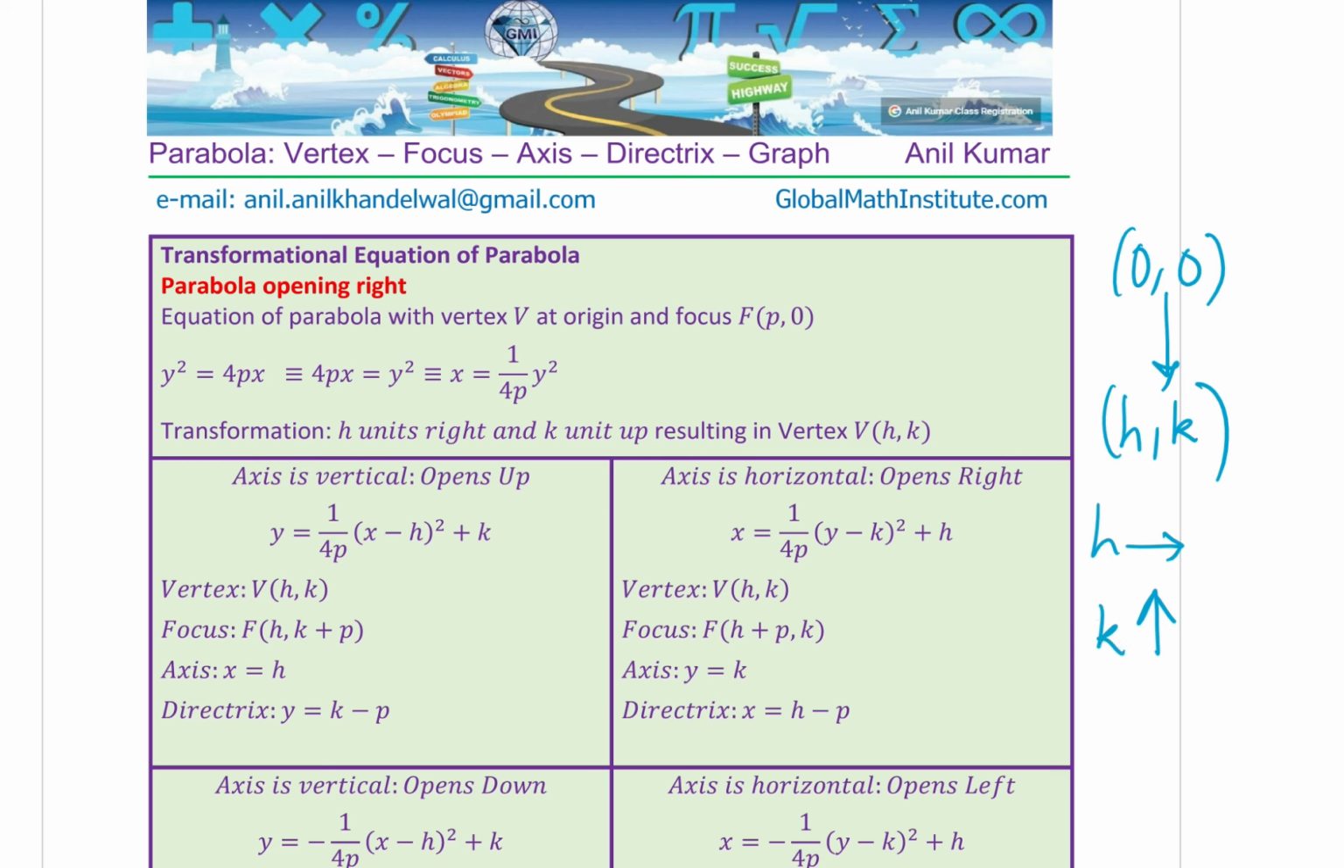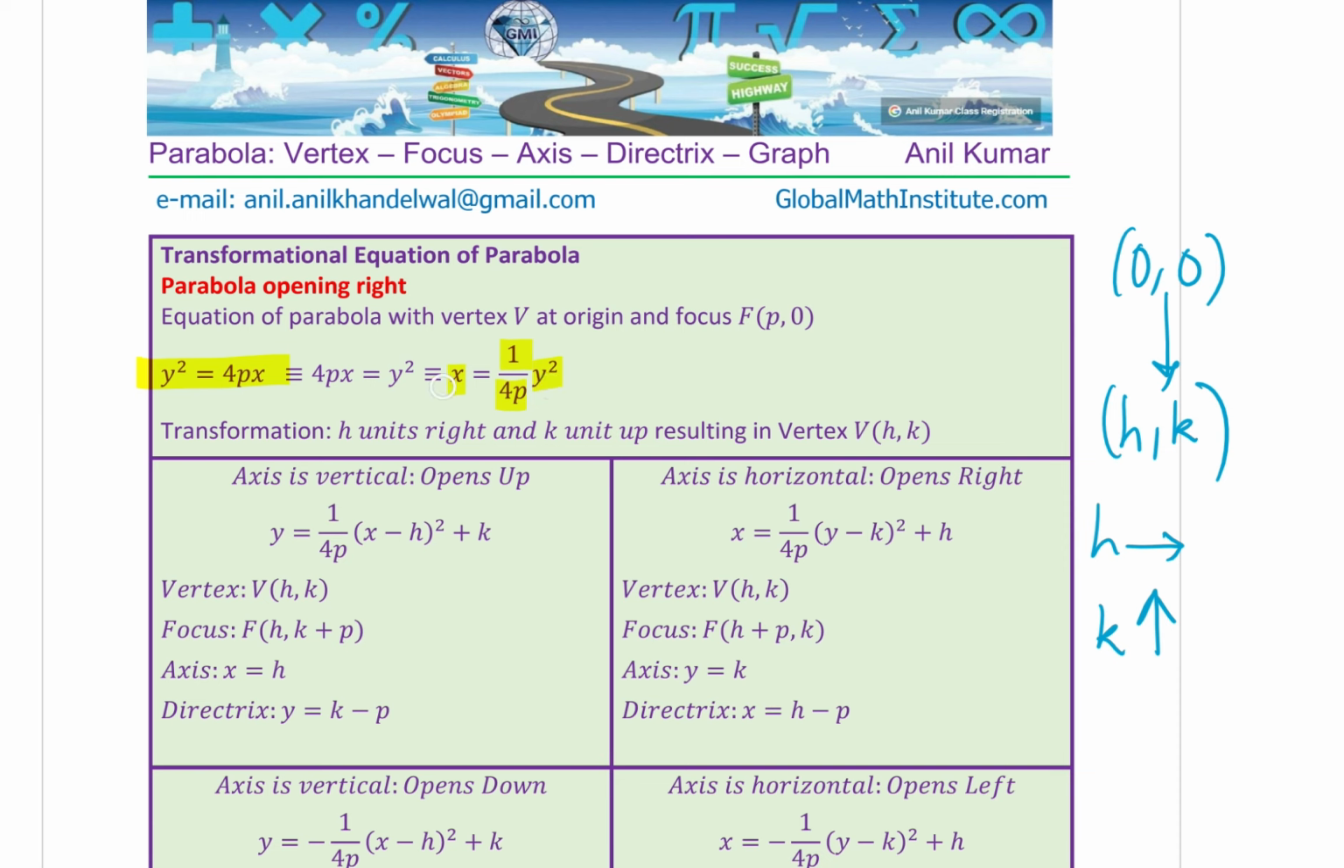Perfect. So we have the standard equation y squared equals 4px. Now, this y squared equals 4px can also be written as x equals 1 over 4p y squared. So there are different forms in which you will see this particular equation. Now, what happens when we do the transformation?